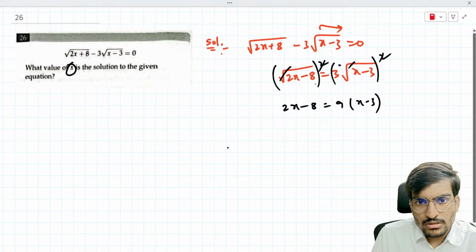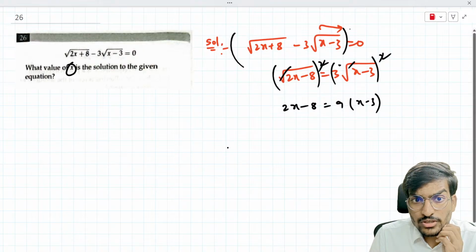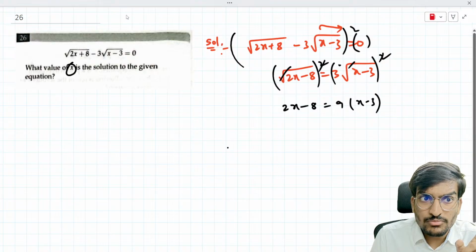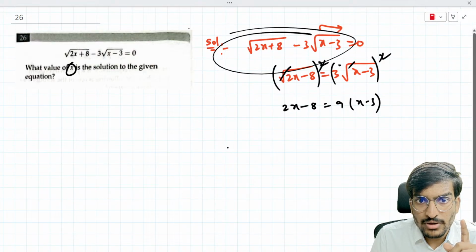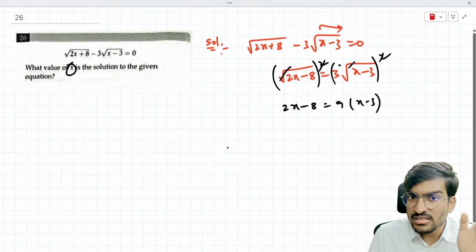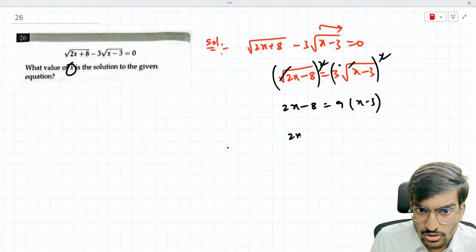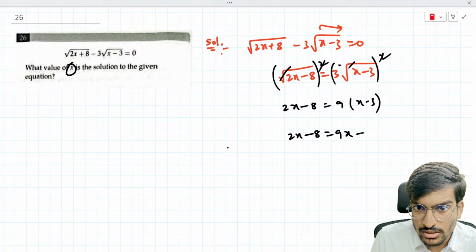Here you need not do the whole square in the first step itself, because if you expand, the first term will be (a minus b) whole square. It's going to be lengthy. So I just transposed and then did it. So that's going to be 2x minus 8 equals 9x.